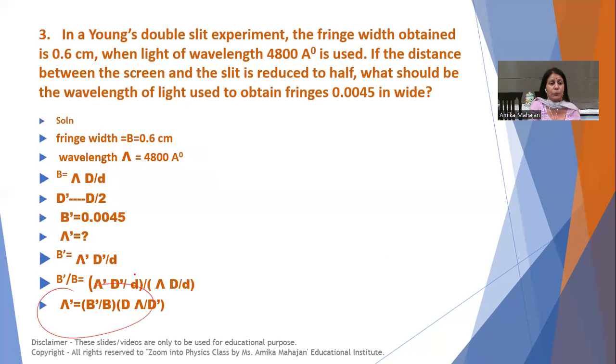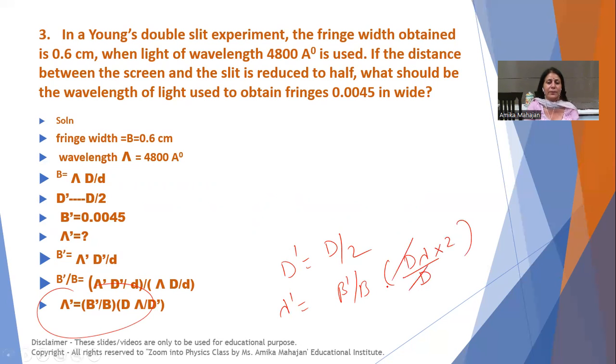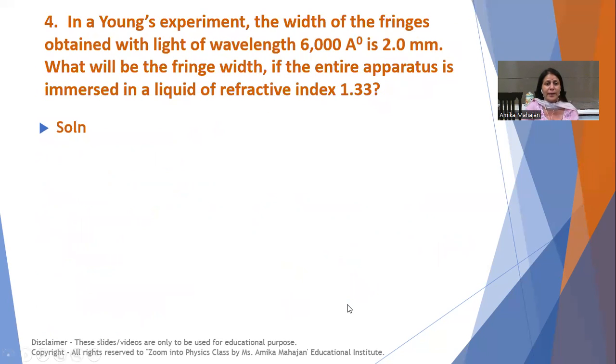This lambda dash comes out to be beta dash by beta into D lambda by D dash. And this D dash is D by 2. So, lambda dash is beta dash by beta into D lambda by D by 2. So, I get this relation. Beta dash is given to me. I can put this value. Keep in mind that this value is in meter, this value is in centimeter. So convert in meter by dividing with 100. So this will be the value of fringe width beta in meter. Put all the values and calculate lambda dash.